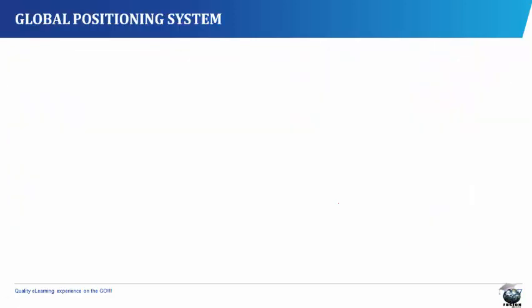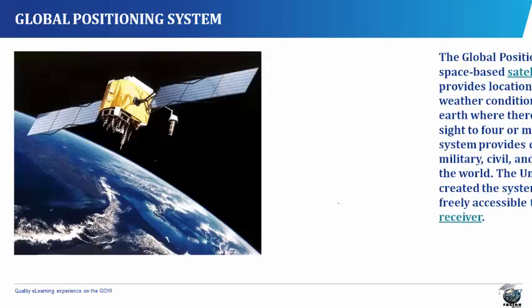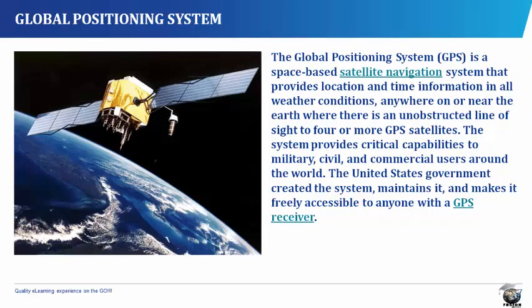Now let's talk about the Global Positioning System. The GPS is a space-based satellite navigation system that provides location and time information in all weather conditions, anywhere on or near the Earth, where there is an unobstructed line of sight to four or more GPS satellites. Now, a global positioning system uses a satellite as we see this.